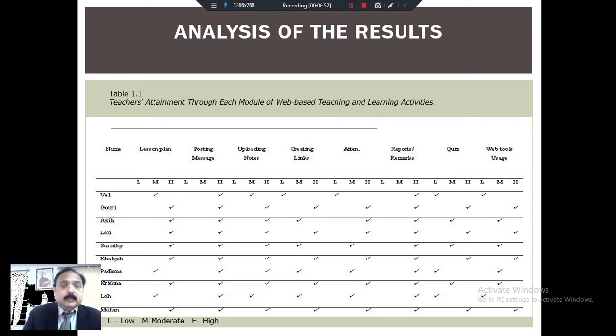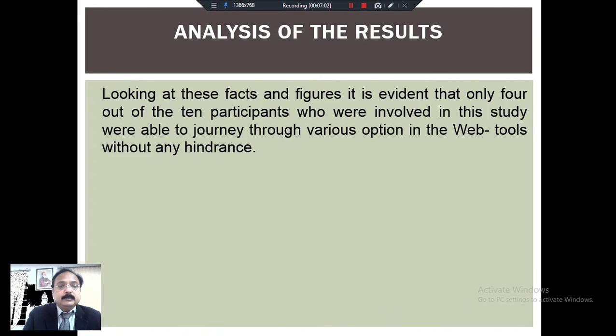So now you can see here this particular table shows the attainment through each module of web-based teaching and learning activities, wherein the 10 teachers who have been observed using the web tools has been captured. Looking at these facts and figures, it is evident that only 4 out of the 10 participants who were involved in the study were able to journey through various options in the web tools without any hindrance.